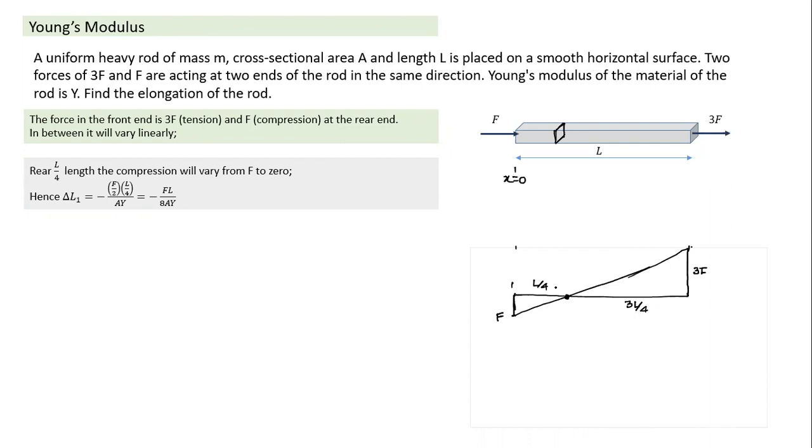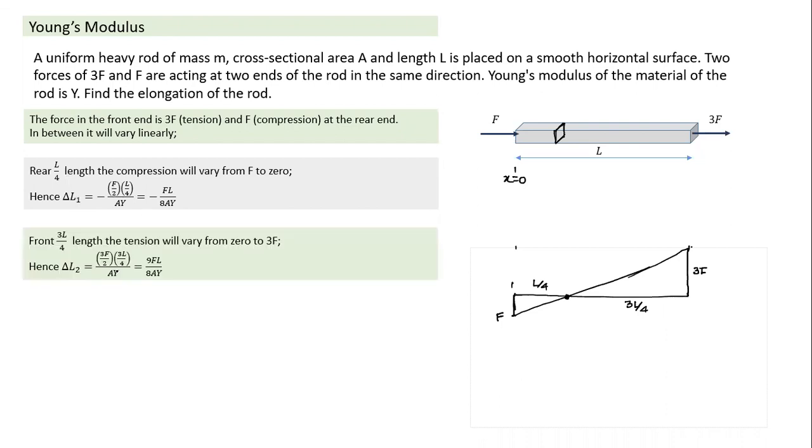So I can find the change in length in this part. It varies from 0 to F, so what is the average force? F by 2. Hence delta L1, the change in length in the rear 1/4 of the length, with average force F by 2 and length L by 4, I get this expression. Similarly, I can calculate the front part. This length is 3L by 4, average force is 3F by 2, divided by AY. This is the extension.